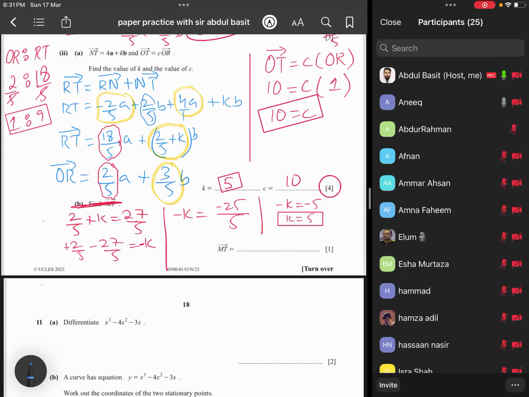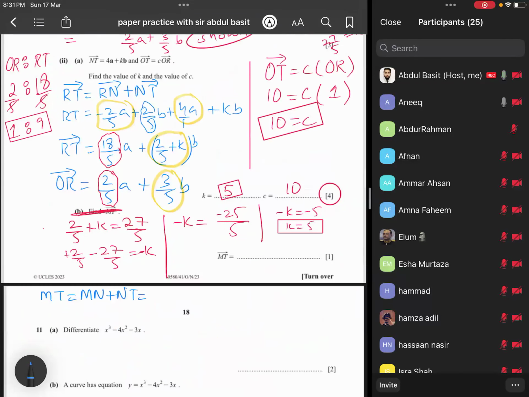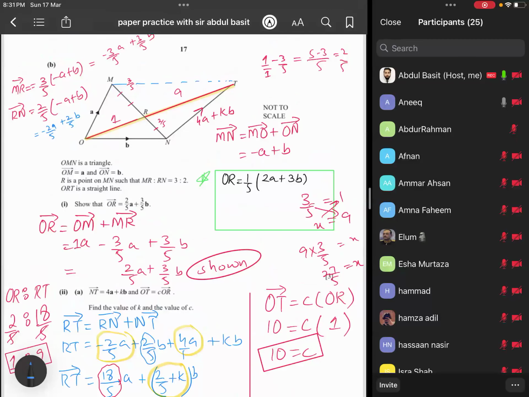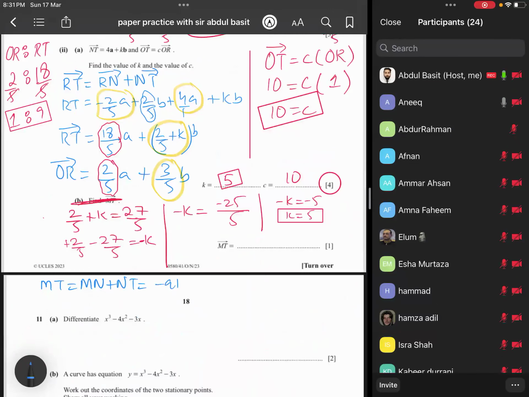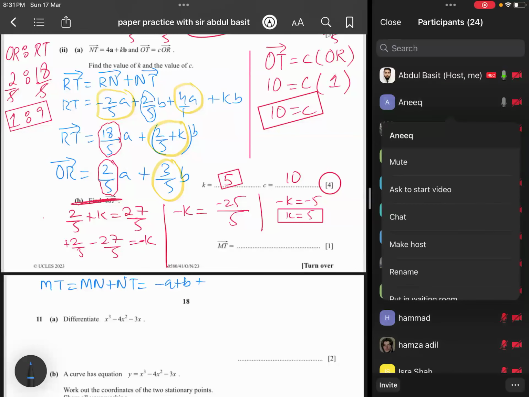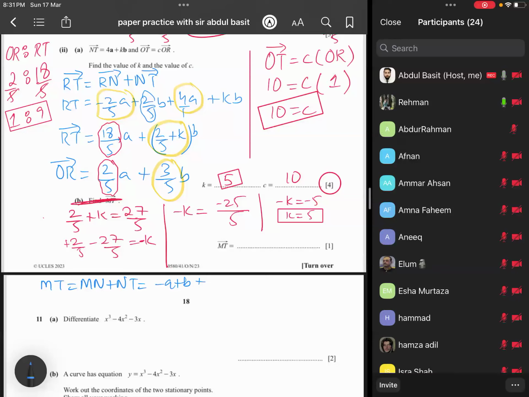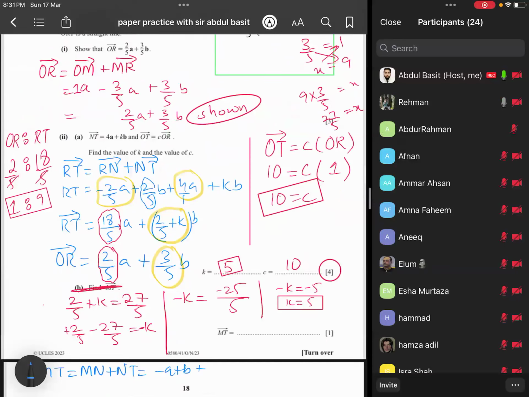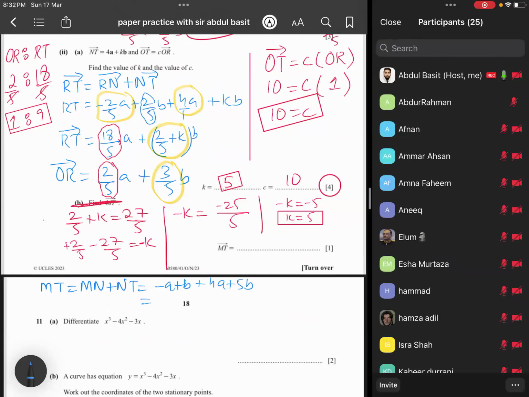So let me solve this part here. M to T is M to N plus N to T. Beta, M to N is what? M to N, we found it earlier, is minus a plus b. Minus a plus b. And N to T is 4a plus kb. What? 4a plus 5b, since the value of k is found. It is written above in the question, 4a plus 5b. Minus a plus 4a is 3a and b plus 5b is 6b. So 3a plus 6b is the answer.